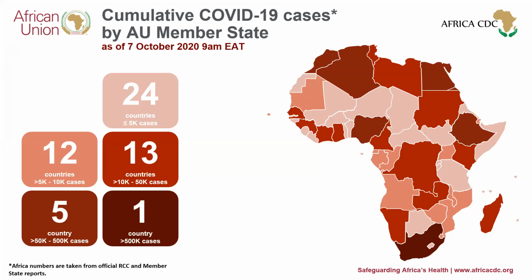This slide shows the cumulative COVID-19 cases by African Union member states as at 7th October, 9 a.m. East African time. On this map, we can see 24 countries are reporting less than 5,000 cases. 5 countries have reported between 50,000 to 500,000 cases. And only one country, which happened to be South Africa, has reported more than 500,000 cases.